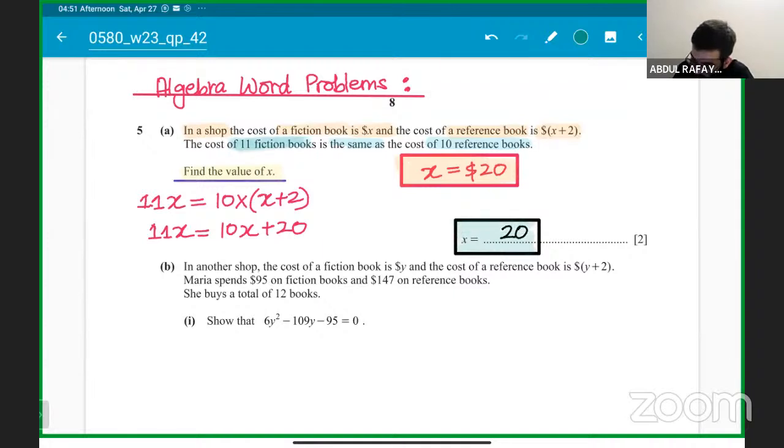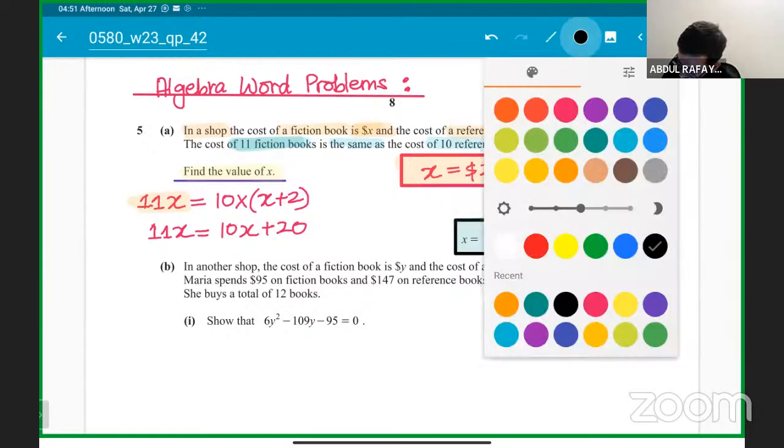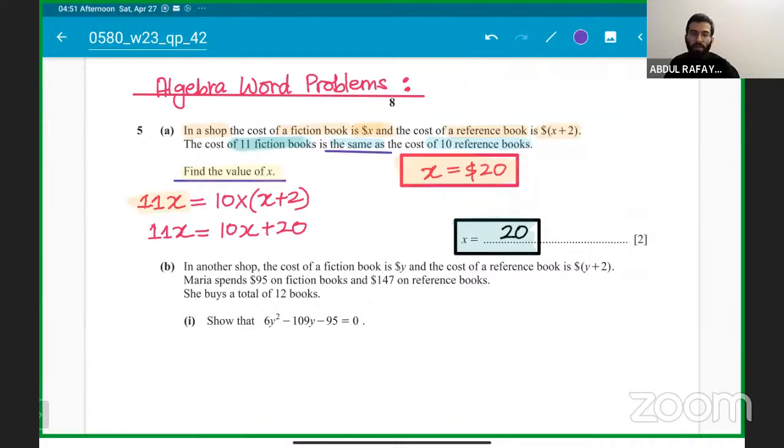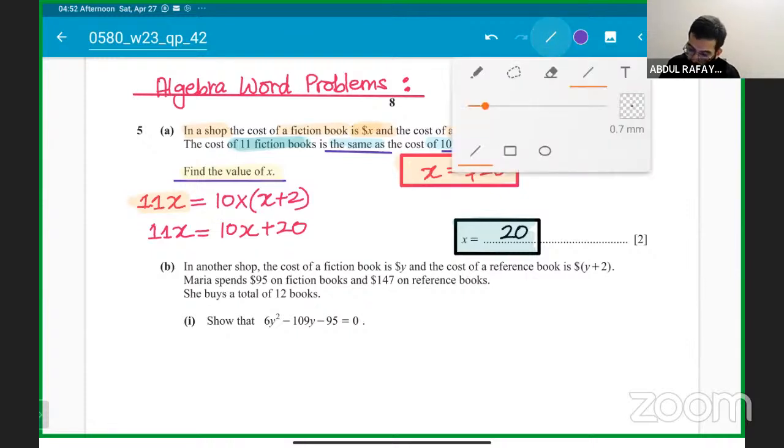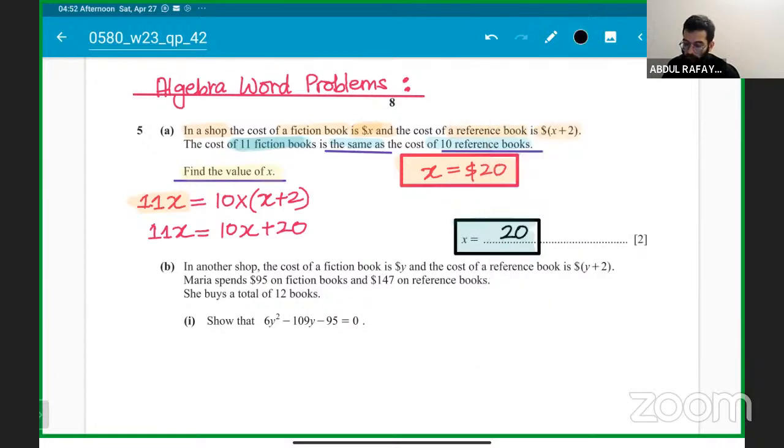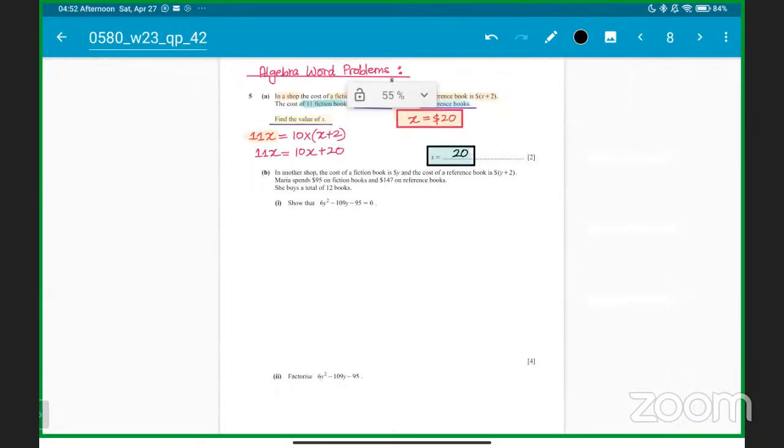The cost of the 11 fiction books will be 11X because one book costs X dollars. So 11 times X will be 11X. And the reference book costs X plus 2. The word same means equals to, okay? The same cost as 10 reference books, that will be 10 times X plus 2, okay? So 10X plus 20 हो जाएगा। Understood? Got it clear on this? Guys, any doubt?